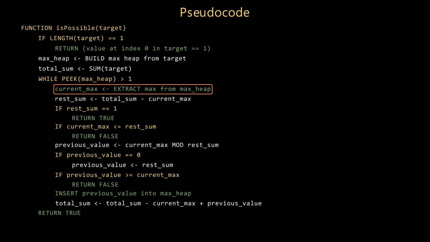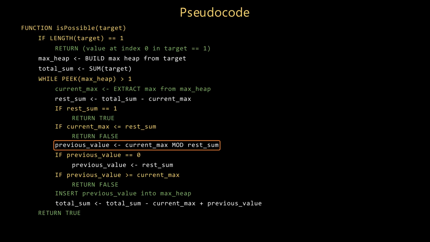Pop off the current maximum from the heap. Subtract it from total sum to isolate the rest of the field. When the rest of the field sums to exactly 1, any large maximum is valid, return true immediately. If the maximum is not strictly greater than the rest, the timeline is broken, return false. One modulo step reveals what that slot looked like one frame earlier. When modulo would zero out the card, remap to the rest sum instead, our floor is 1, not 0.